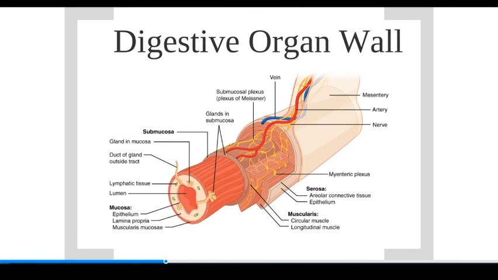Also, in considering the digestive organs, it's necessary to think about the tissues that make up the wall of digestive organs. Now, this image is of the small intestine, basically, and it's a representative organ, and it has all of the layers that we're going to describe. The layers are a little different for certain organs, and I'll address that when we get to the particular layers.